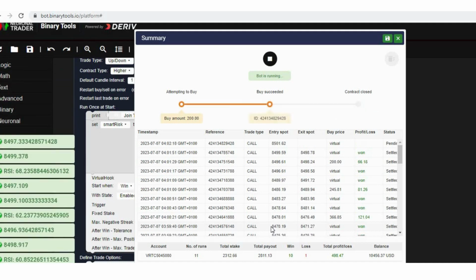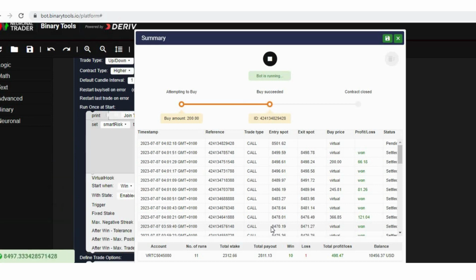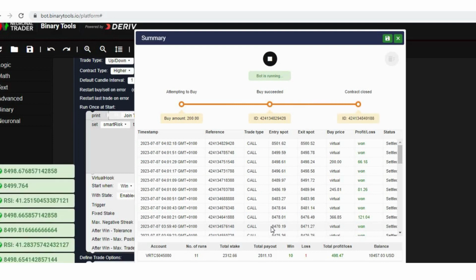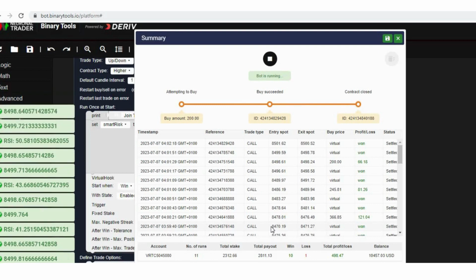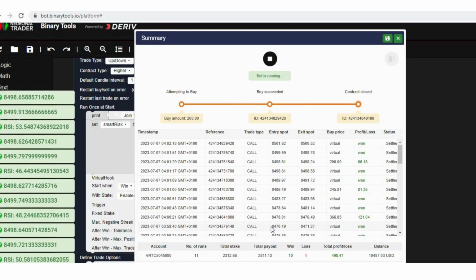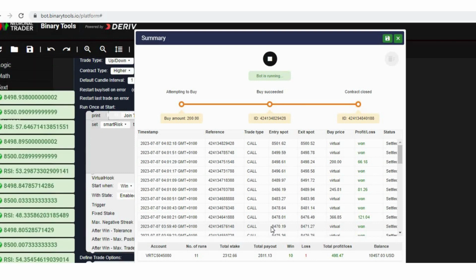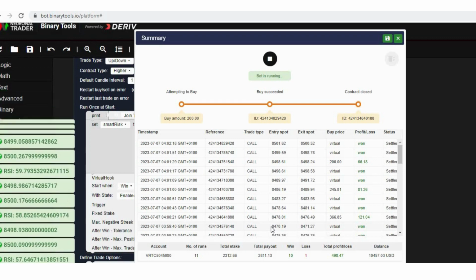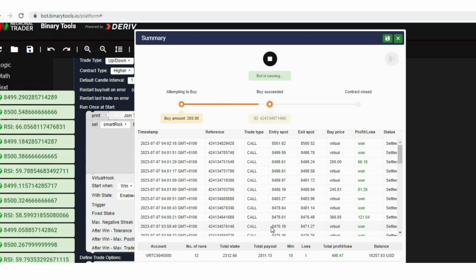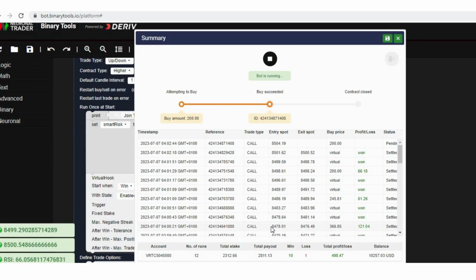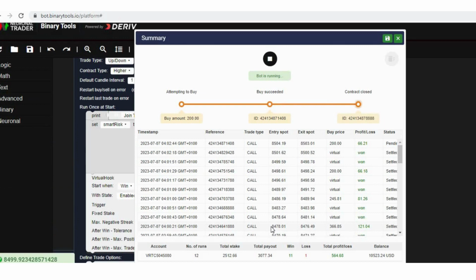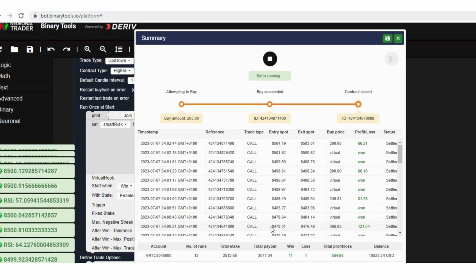So we can see how many wins in a row: 1, 2, 3, 4, 5, 6, 7, 8, 9, 10. Up to 10 wins in a row. In fact, this is the 11th win in a row, and now we are switching over to the real account. Let's watch and see. And is this a win? Yes, it's a win. That's our take profit target.